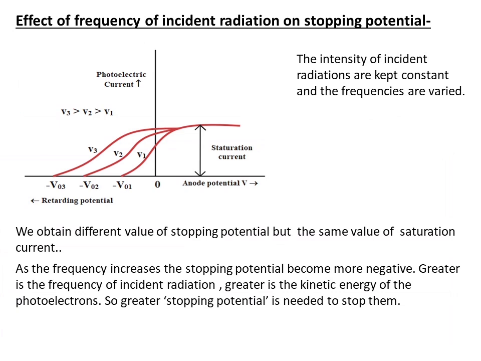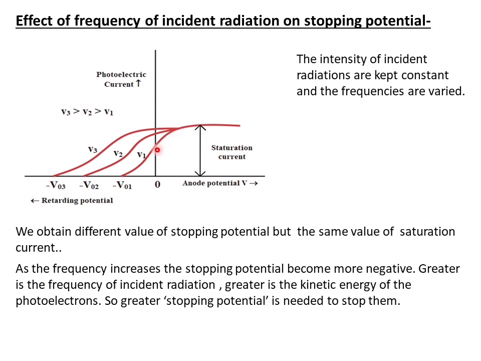Effect of frequency of incident radiation. The intensity of incident radiation is kept constant and frequencies are varied. We obtain different values of stopping potential. That is, for frequency nu1 we get minus V01. For a higher frequency nu2 we get minus V02. And for nu3 we get minus V03.